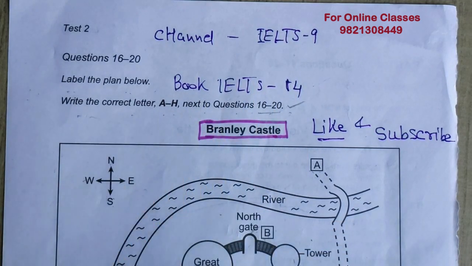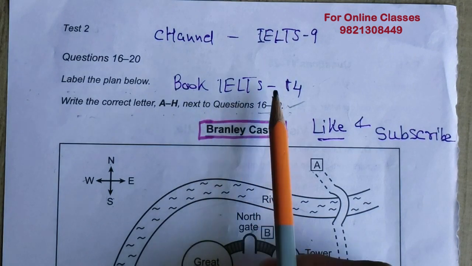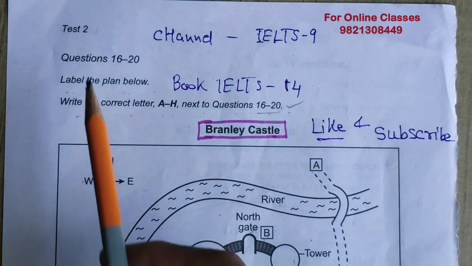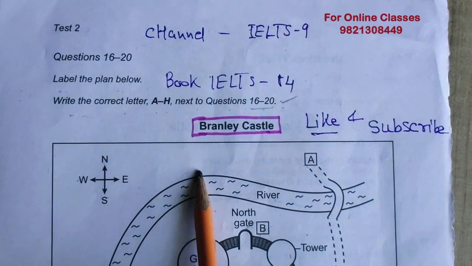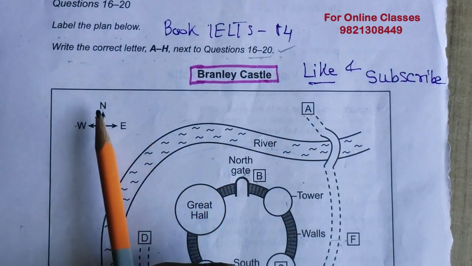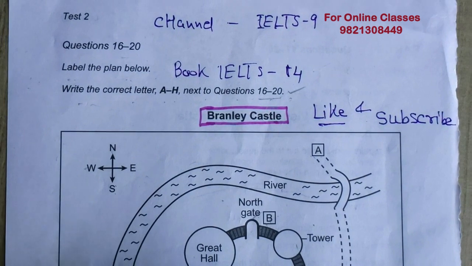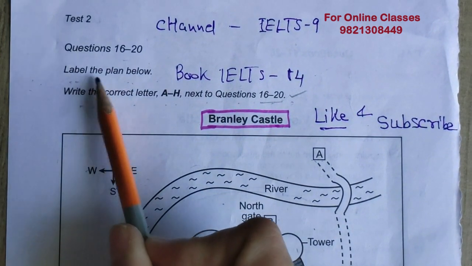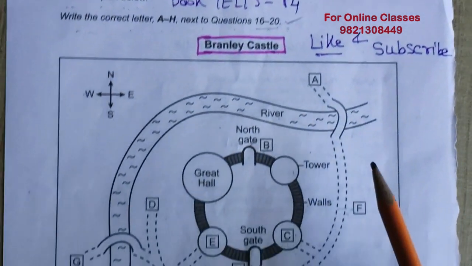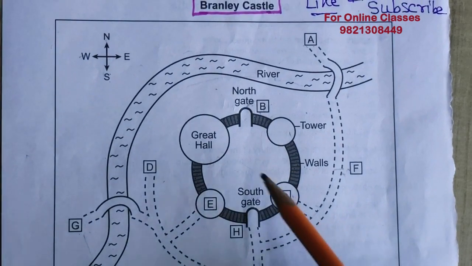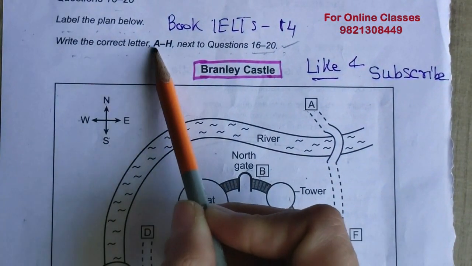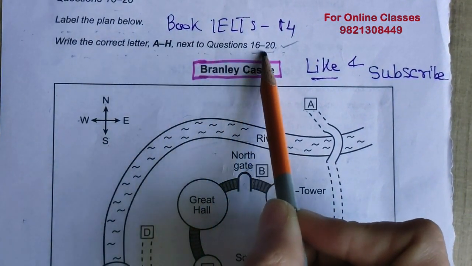Okay, now this map I have taken from Cambridge IELTS book 14, and this is test 2. This map is part of section 2 only, questions 16 to 20. Now what does the question say? Label the plan below. Okay, this is the map, we can say. Write the correct letter A to H next to questions 16 to 20.